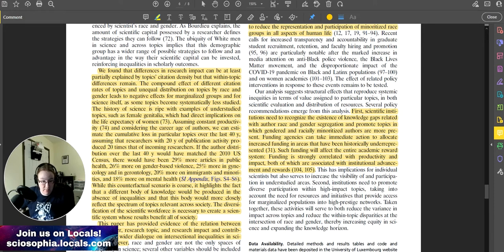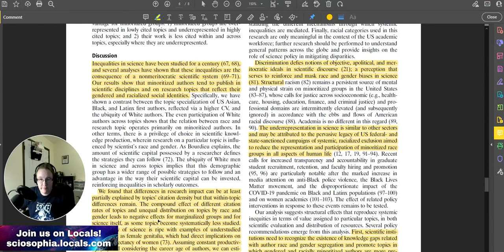You really didn't contribute all that much to intersectional inequalities in science. You're contributing to a strange discussion in the social sciences and health because of your narrow focus when you gave broad framing. Okay. Now, this is where we get back to woke logic, postmodernist logic. Discrimination defies notions of objective, apolitical, and meritocratic ideals in scientific discourse, a perception that serves to reinforce and mask race and gender biases in science.